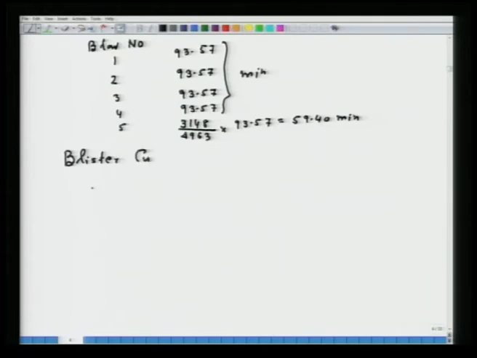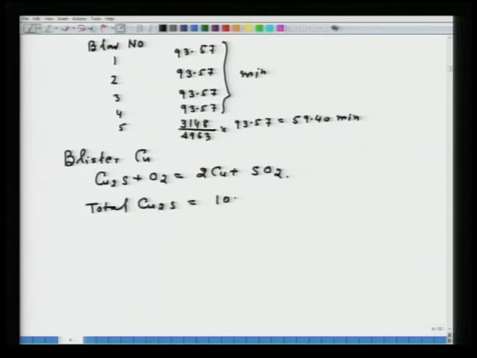For blister copper, the reaction is Cu2S plus O2 equals 2 Cu plus SO2. So, we can now calculate the total Cu2S, that will be equal to 108 kg moles, and the time, because 108 kg moles will require 108 kg moles of oxygen. So, one can calculate the time, that will come to 115.2 minutes.